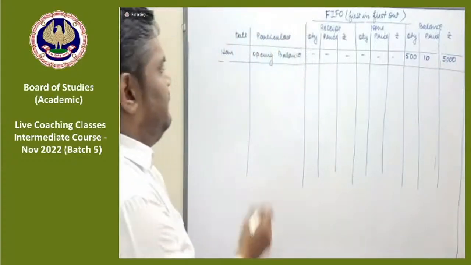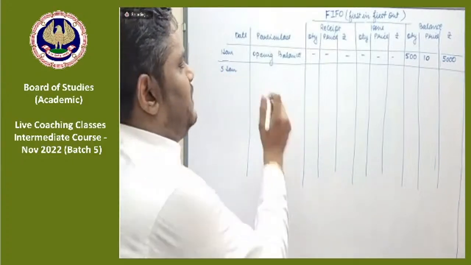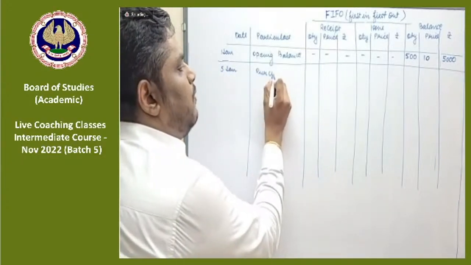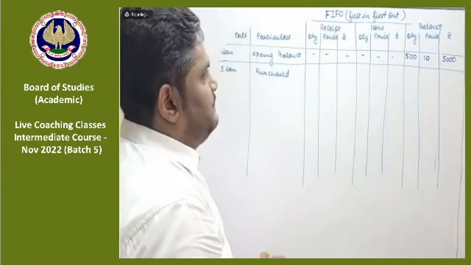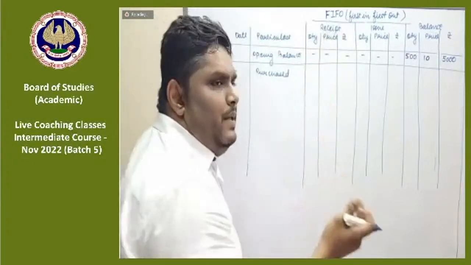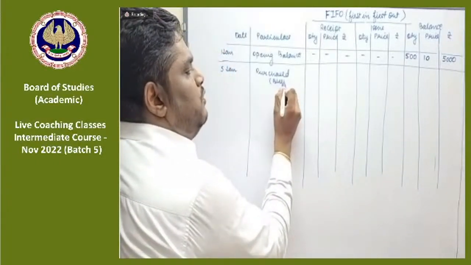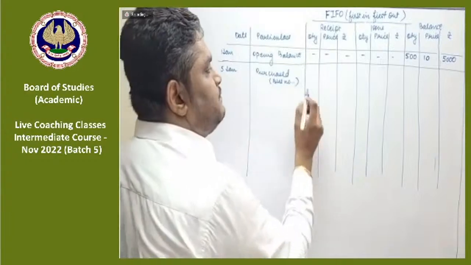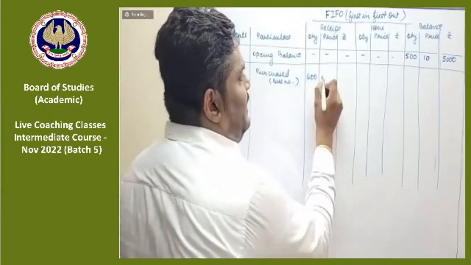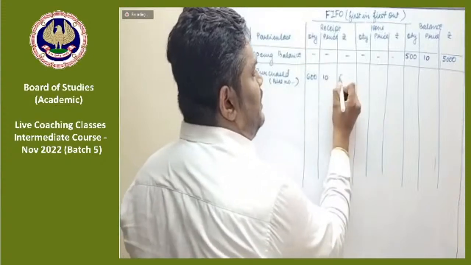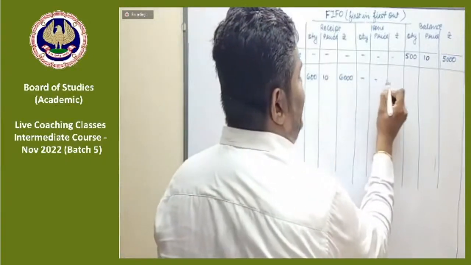Now let's say on 5th January, we do purchase, let's say 600 units. So it will go in the receipt column. Since it is a receipt of material, we can mention the bill number also. So let's say we purchase 600 units at the rate rupees 10 per unit. So the total amount will be 6,000. There is no issue of material.